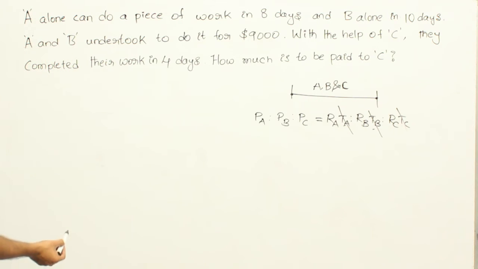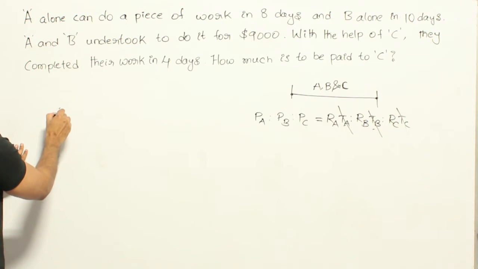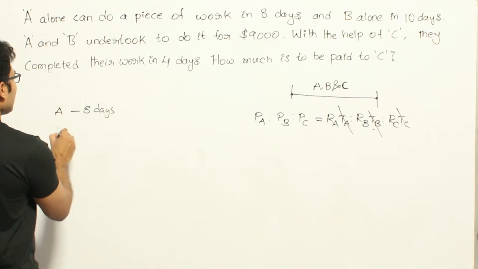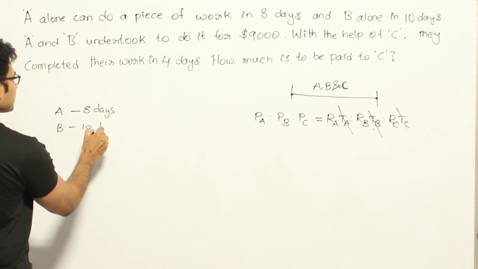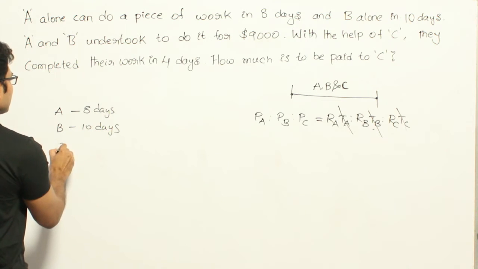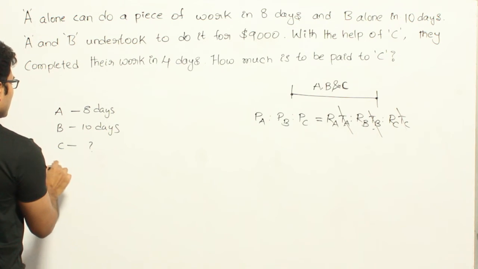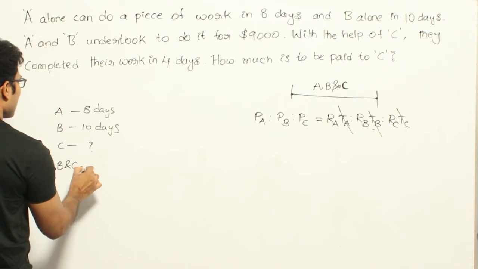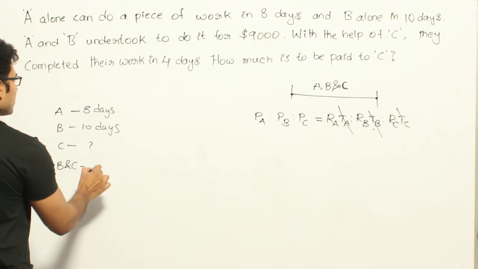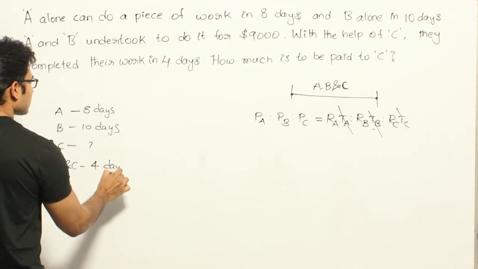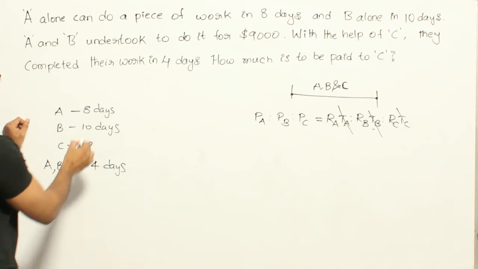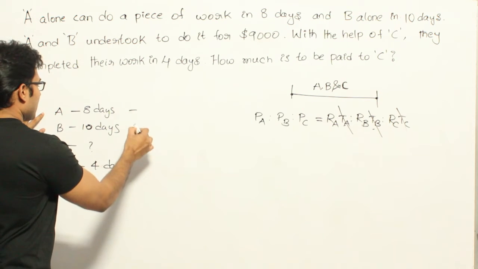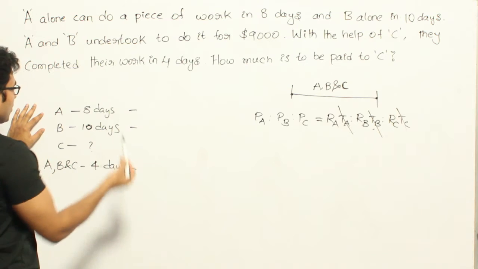Okay. Now let's see this. They are saying that A can finish the work in 8 days and B can finish the work in 10 days. For C they didn't say anything, but when A, B and C all work together, they are able to finish it in 4 days. 8, 10 and 4 are given. Now we have to find out the rates.